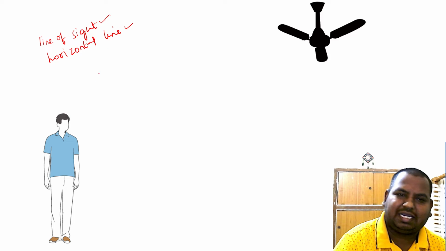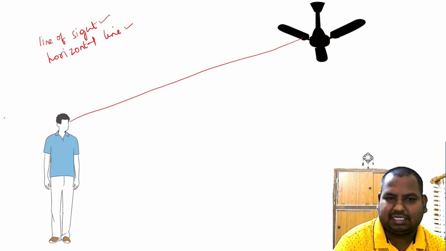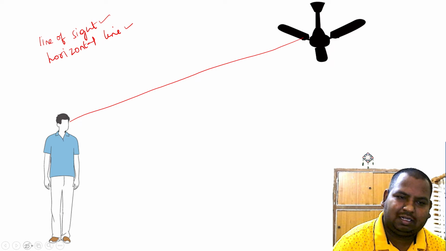So what is line of sight? How to get line of sight? We can join the eye of the person with the object. So this is line of sight. Next, what about the horizontal line? Horizontal line is a line starting from the eye, parallel to the ground.